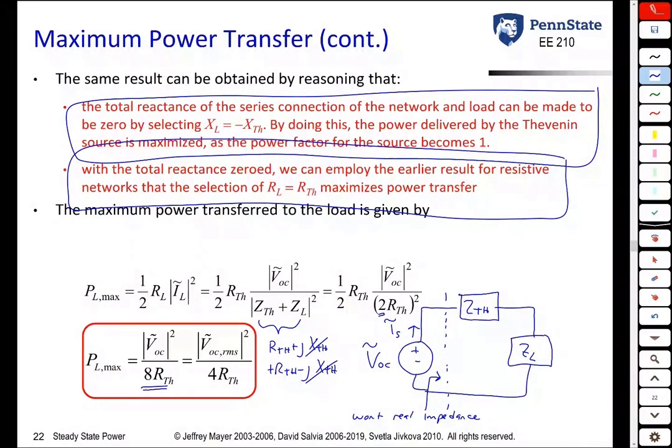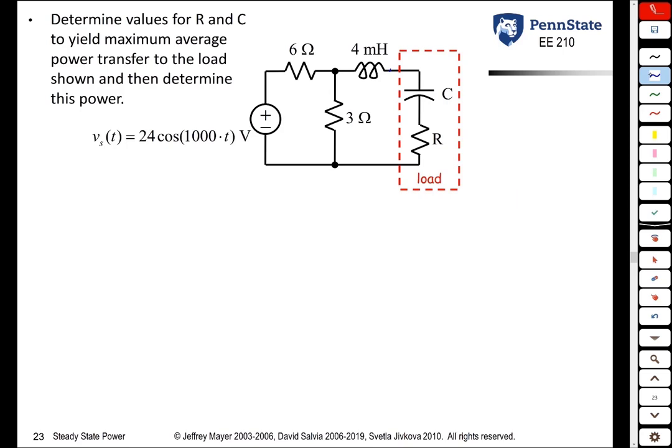If we want to use RMS values rather than magnitudes, remember VOC RMS is just VOC magnitude divided by the square root of 2. So if you then use RMS values rather than magnitude values, you get a 4 here, and you might recognize this equation as the same as the DC maximum power transfer equation. So let's use this concept of maximum power transfer to solve this problem here.